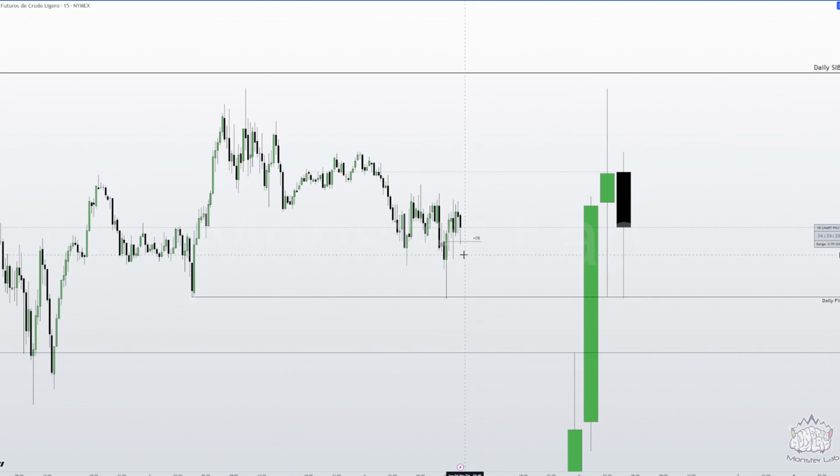This is the first fractal here. Price taken the previous daily low and closed above this bearish candle here. So this is the order block. This is the first fractal printed after price taken the previous daily low. So previous daily low, it's the PDRA, higher time frame, daily PDRA.